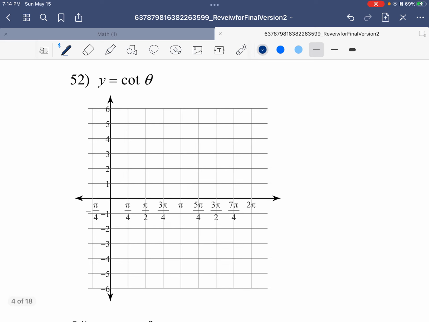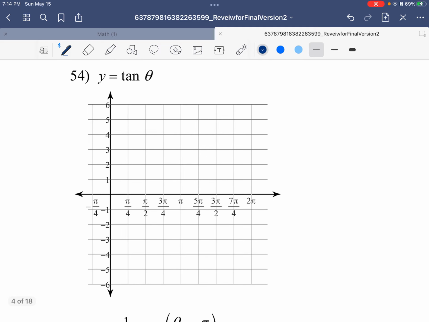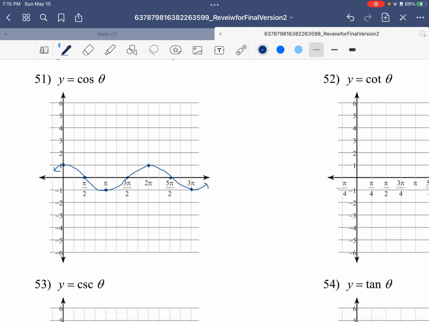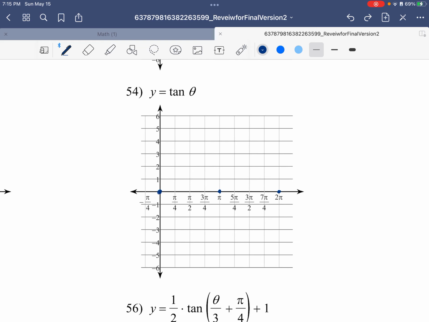Okay, and next we have cotangent, and let's start with tangent. We know the period is also 2 pi, and it starts at 0. So for cosine, halfway through the period is the minimum. For sine, halfway through is the intercept. And for tan, halfway through, you can also think of it as another intercept.